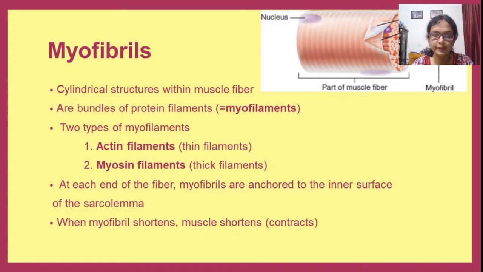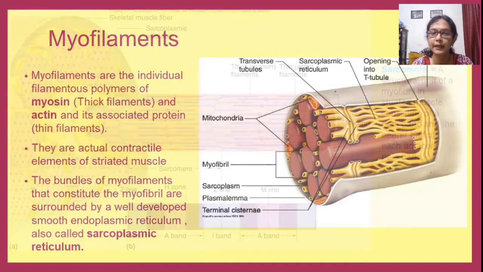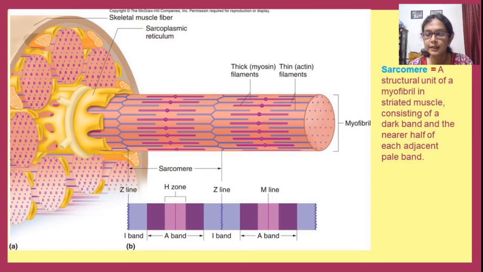So why are they thick and thin? We have to know. Basically, muscle contraction depends upon these thick and thin filaments. Here you can see myofibrils. The sarcoplasmic reticulum intermingles with the myofibril, and there is always a close association between the myofilaments and the sarcoplasmic reticulum. This is the ultrastructure.